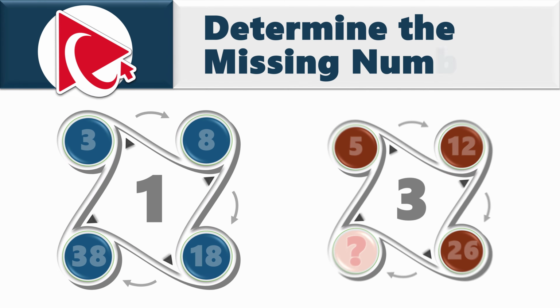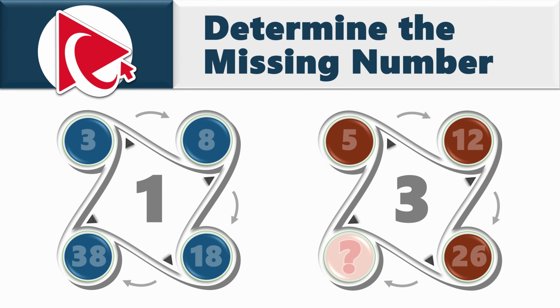You are presented with two unusual looking shapes. Both shapes have large numbers inside and 4 numbers in the corners. For the first shape, the inside number is 1. Then the numbers go as 3, 8, 18, and 38.